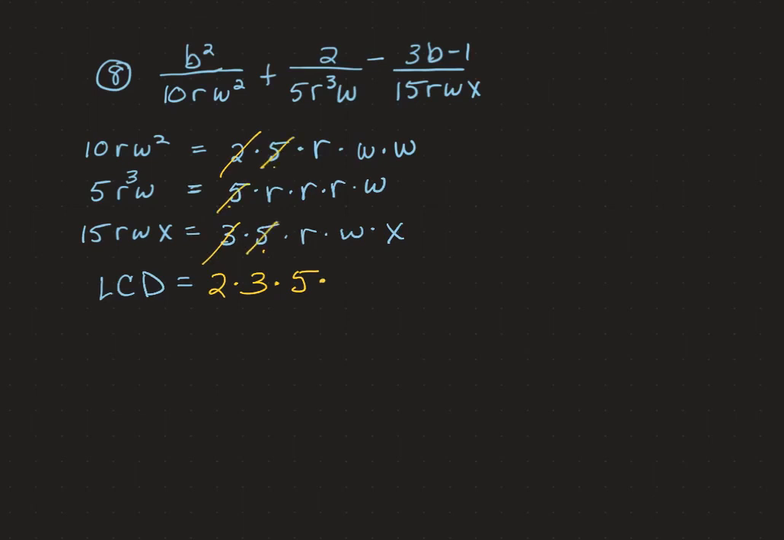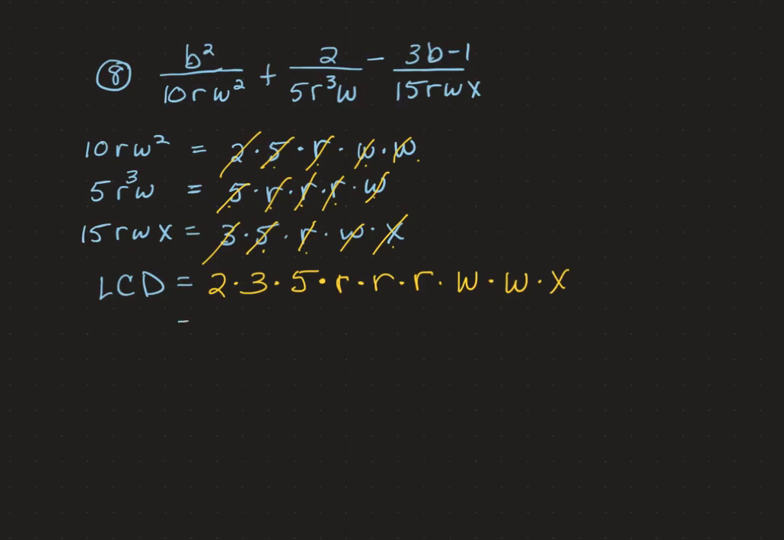okay. And then we have to have r. What's the most number of times r shows up? There's once, there's 3 times. So we want 3 r's in here. And then we go to w. So 2 w's here, 1 w here, 1 w here. We should have 2 w's. That's the most that is found in any one of the denominators. And then I have an x in this denominator.